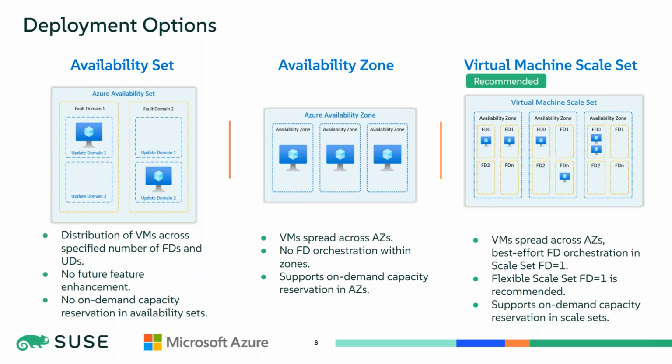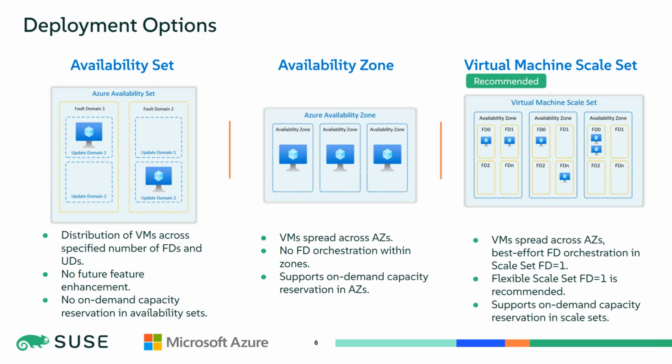So if there is some issue during platform maintenance in one update domain, your other VMs are not impacted. Secondly, as the VMs are distributed across fault domains as well, if there is some issue at the rack level where there are multiple nodes, and your SAP system is distributed across different fault domains, then your other VMs are not impacted because of that. So that's the concept of fault domain and update domain.